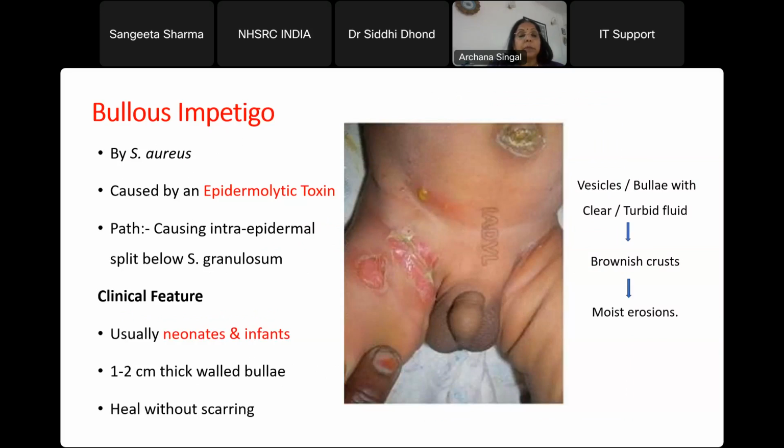So this is bullous impetigo. It is caused by Staphylococcus aureus, and it is caused by epidermolytic toxin. So the Staph aureus organism releases a toxin which is epidermolytic, meaning it lyses the epidermis, and this leads to the formation of a blister. Like this, there is an intact blister, as you can see, and it again heals with a small crust formation, and it heals without scarring. Next.